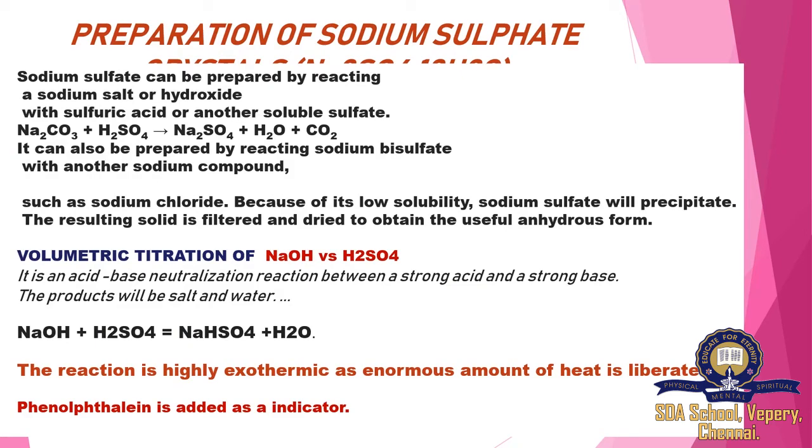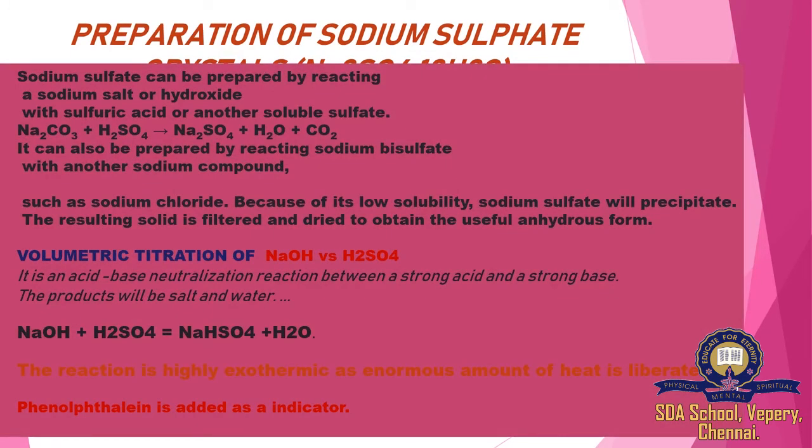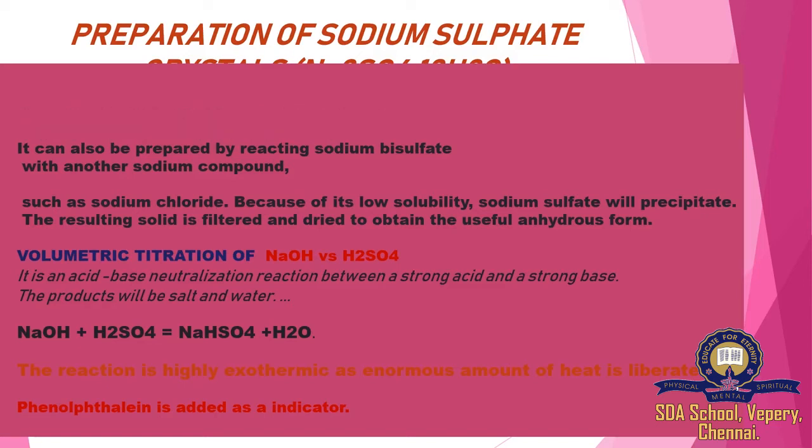Preparation of sodium sulfate. It can be prepared by reacting sodium salts, any sodium salt, with sulfuric acid. It forms sodium sulfate. Here we have taken sodium carbonate, so it gives the corresponding sodium sulfate, water, and carbon dioxide. Other salts of sodium can also be prepared by this method. We can use, for example, sodium chloride.